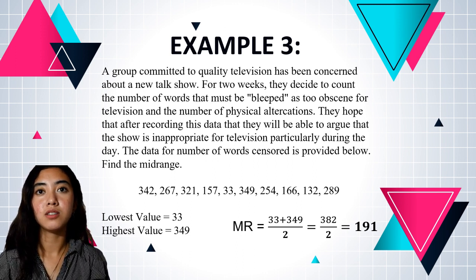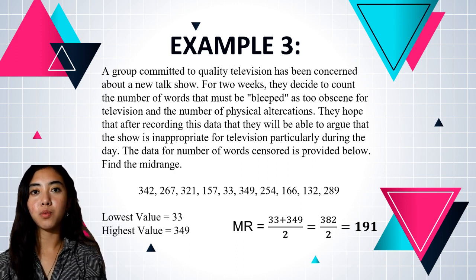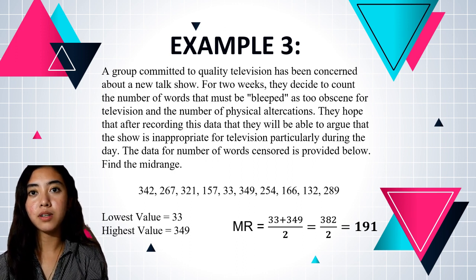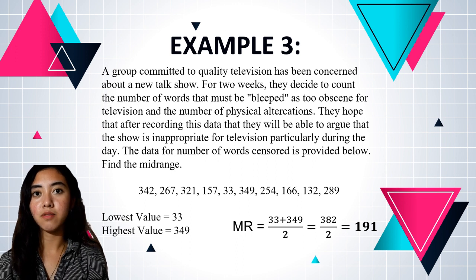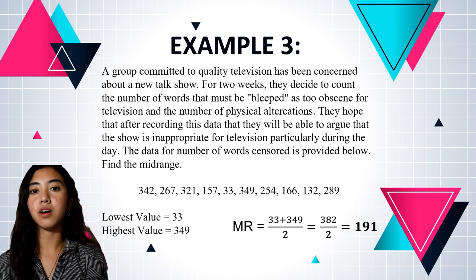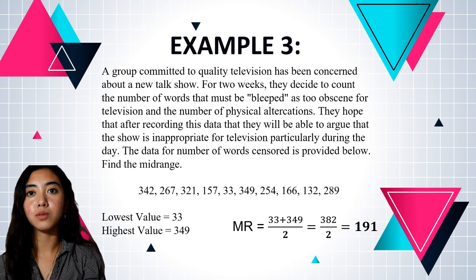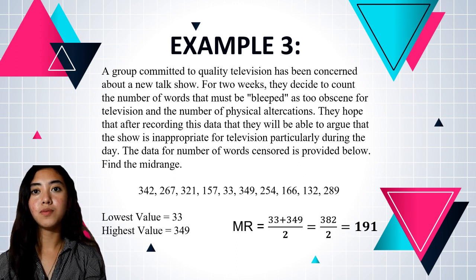Find the mid-range. So we are given the data 342, 267, 321, 157, 33, 349, 254, 166, 132, and 289. So the lowest value in the data is 33 and the highest value is 349. Therefore, to find the mid-range of the given data, we are going to add 33 and 349, which is 382, divided by 2, and the answer is 191. So therefore, the mid-range of the given dataset is 191.